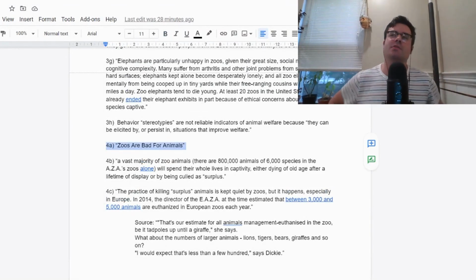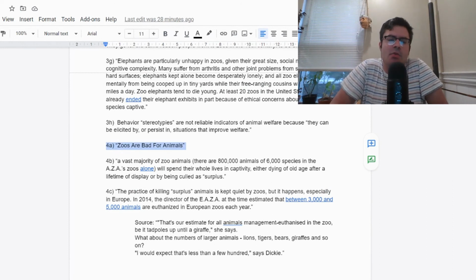I would say there's lots of ways of rebutting this claim as saying this language is too vague. When you say zoos, do you mean all zoos? Most of her examples of practices she doesn't like are European zoos or sometimes American zoos. But there are lots of zoos in the world. So, what do you mean when you say zoos are bad for animals?